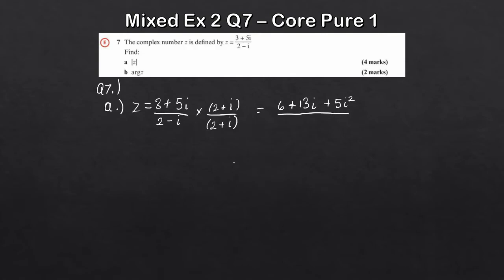So that's my numerator. My denominator is even easier. All you need to do is consider this as the difference of two squares. So I can just times 2 and 2 together, and then minus i and then i. The other terms will cancel. So 2 times 2 is 4, and then minus i squared.